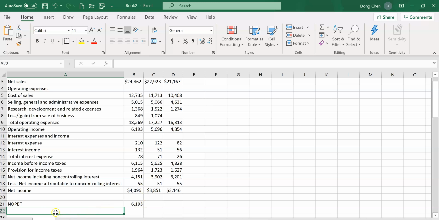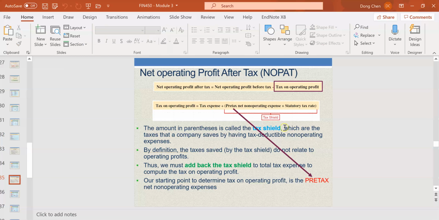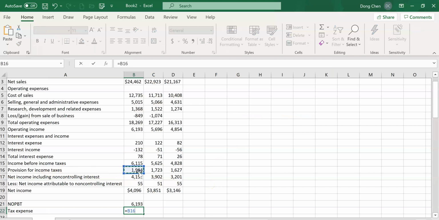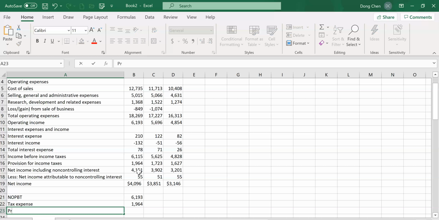So this is NOPBT. Next, we need to get the tax on operating profit, right? Tax on operating profit is equal to tax expense plus pre-tax net non-operating expense times the statutory tax rate. So tax expense equals the provision for income taxes, right? And then the pre-tax non-operating expense is basically the items below this operating income.